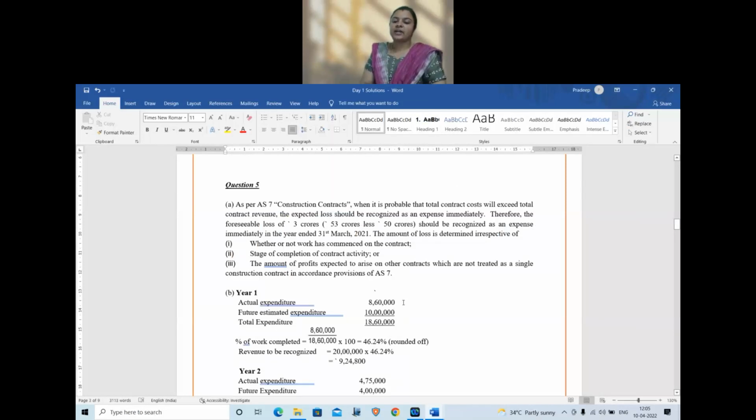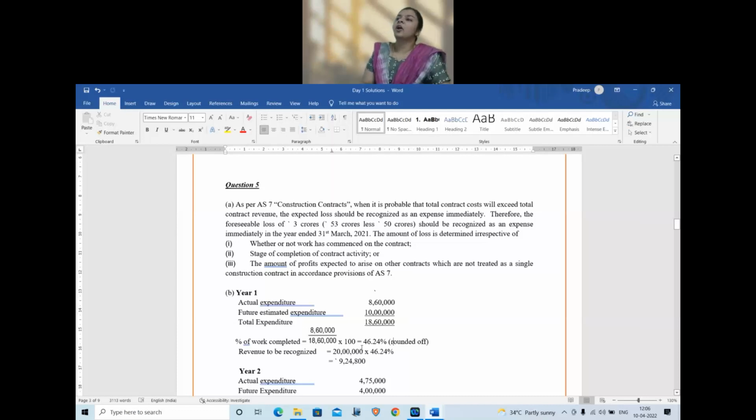Actual expenditure 8,60,000. Future estimated expenditure 10 lakhs. And therefore total expenses 18,60,000. Okay, I will give you time to take down. You can first listen and then we will take it down. Percentage of work completed is 8,60,000 divided by 18,60,000 into 100.